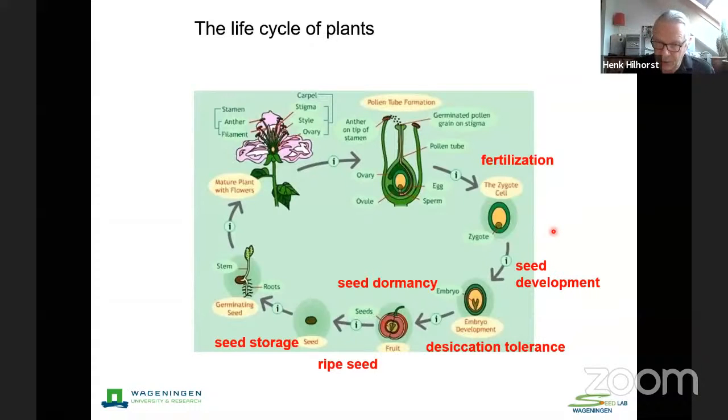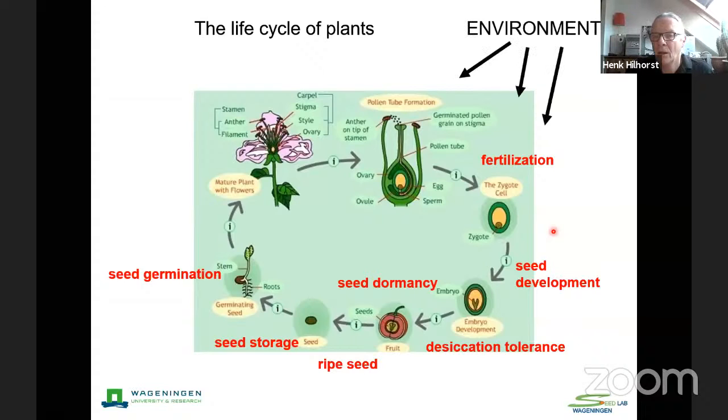And that seed can be stored under dry conditions for a long time. And then at a certain moment, a farmer will decide that the seeds will have to be sown and it will have to germinate. So these are all the different processes in the life cycle of plants related to seeds. And you can see that is the bigger half of the whole cycle. And then, of course, as mentioned, the environment plays a role and influences all these different processes. Again, underlining how complex seed quality is.